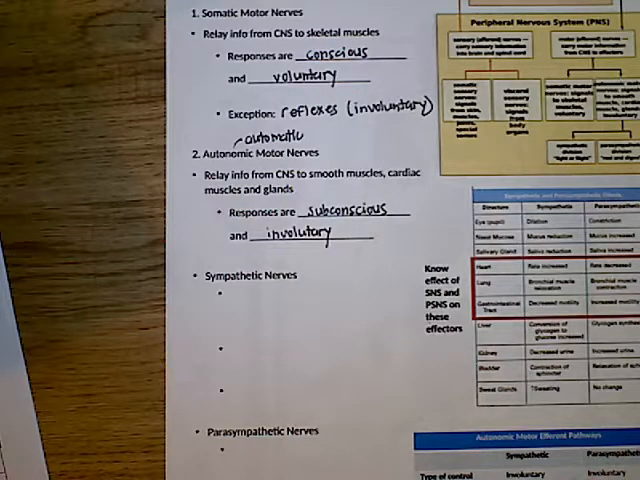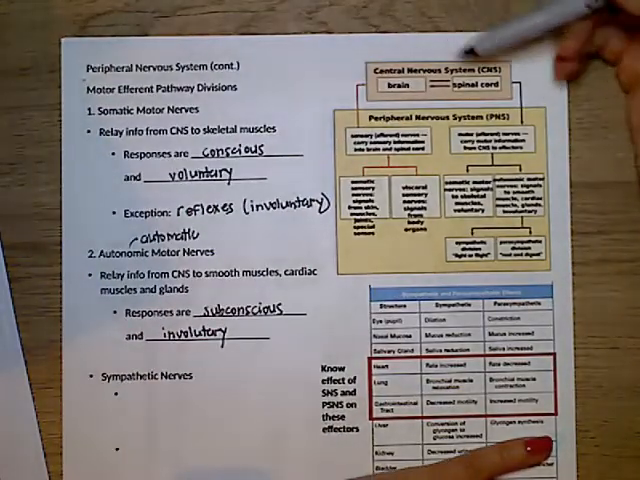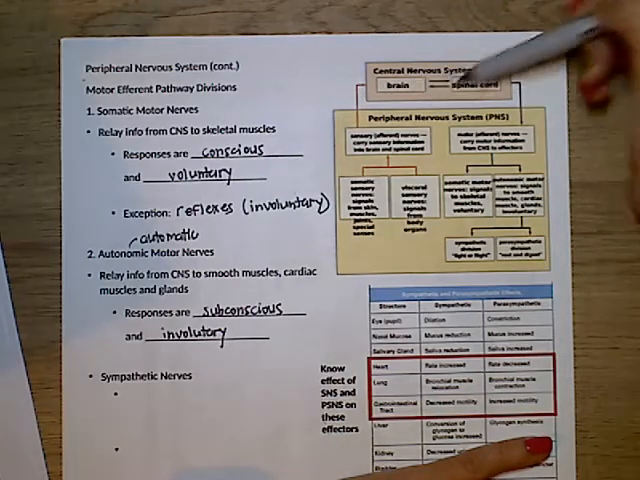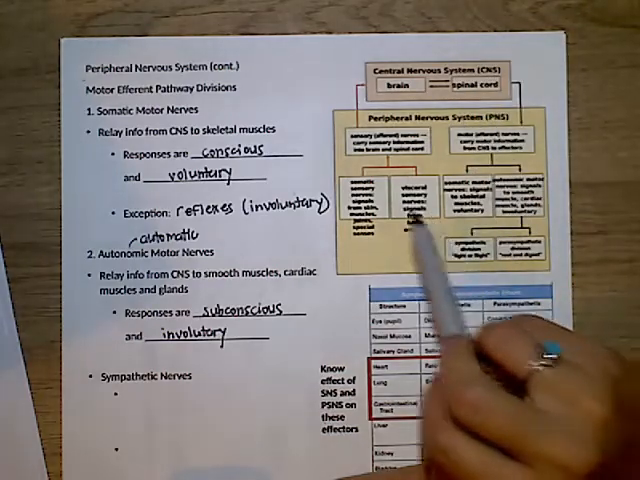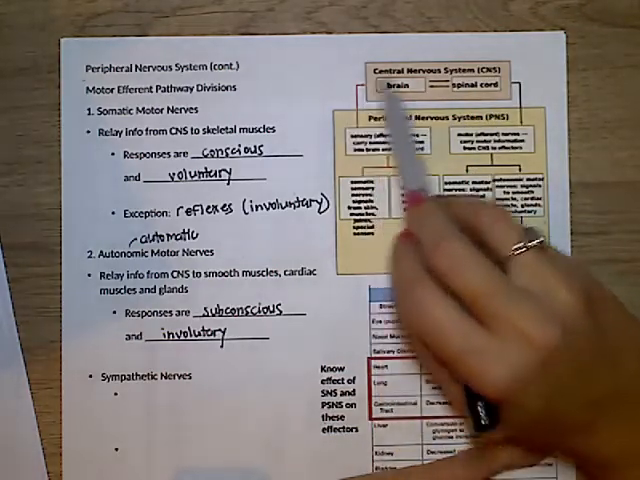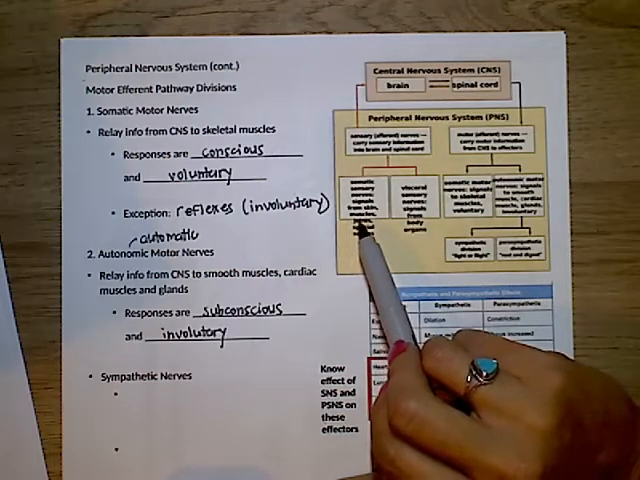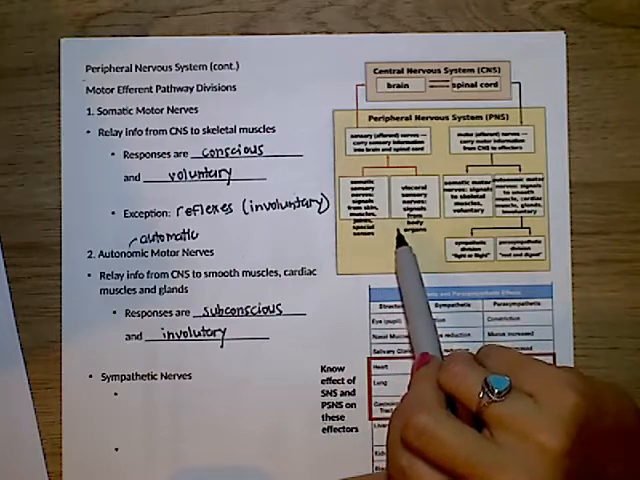Okay, sympathetic nerves. So if you look here, again, we're looking at the same kind of picture. We've got the central nervous system, the brain and spinal cord. We've got the interneurons in here that integrate the information coming in. You've got the sensory afferent information coming in through those sensory nerves and entering through the dorsal part of the spinal cord.